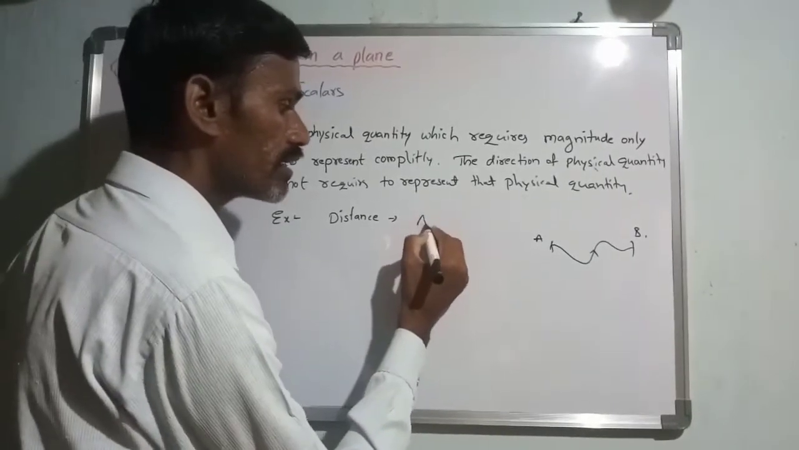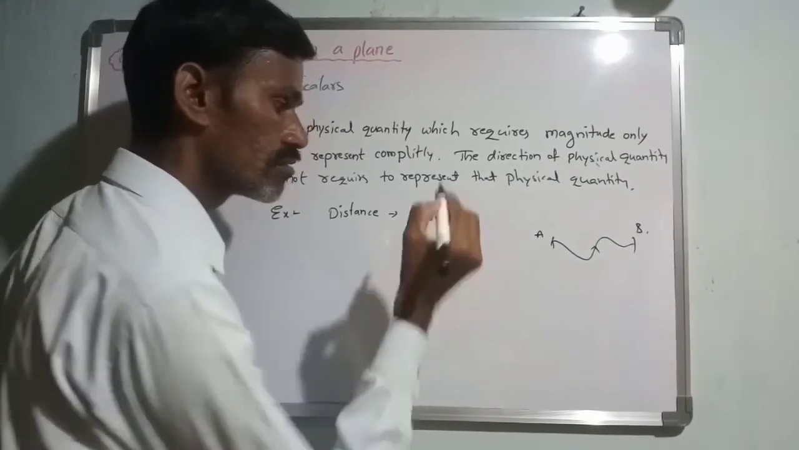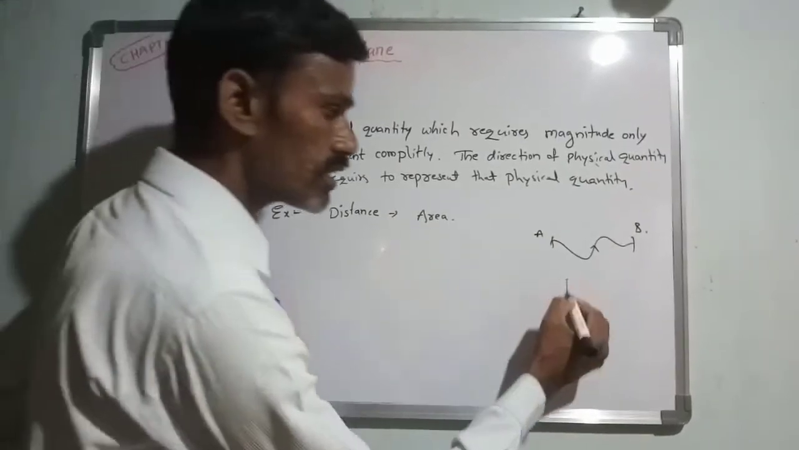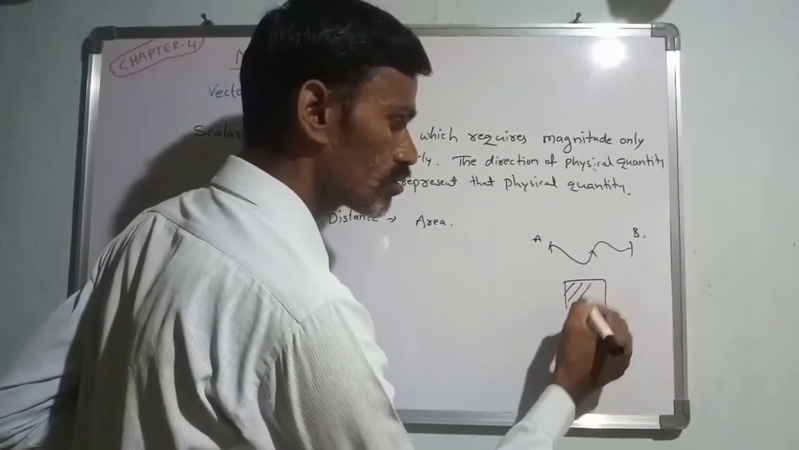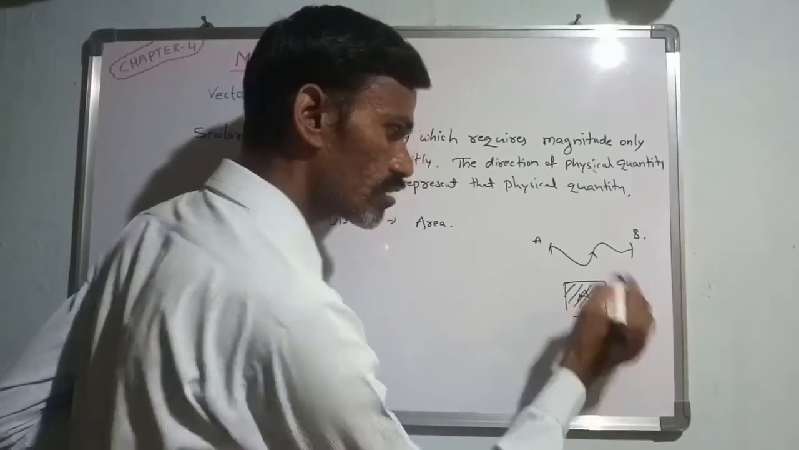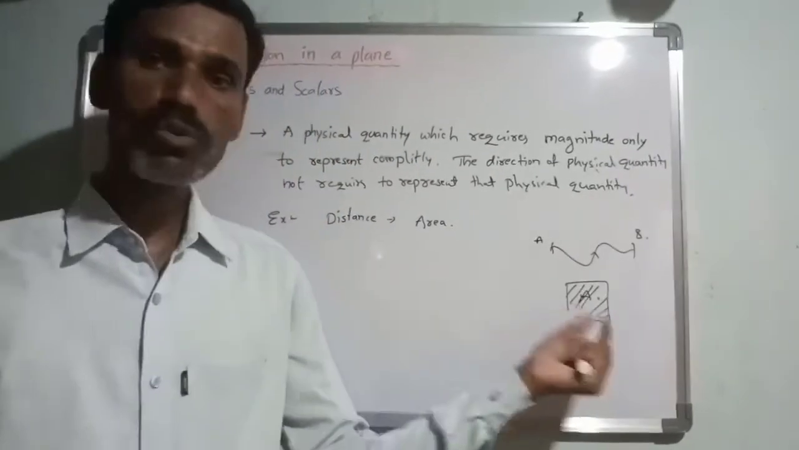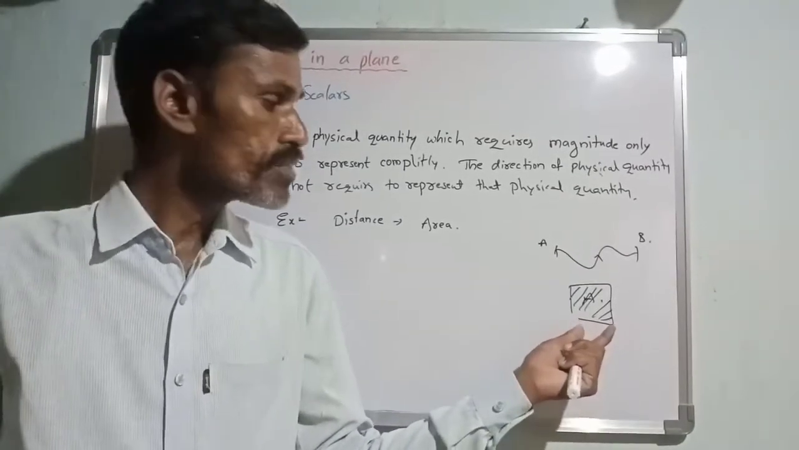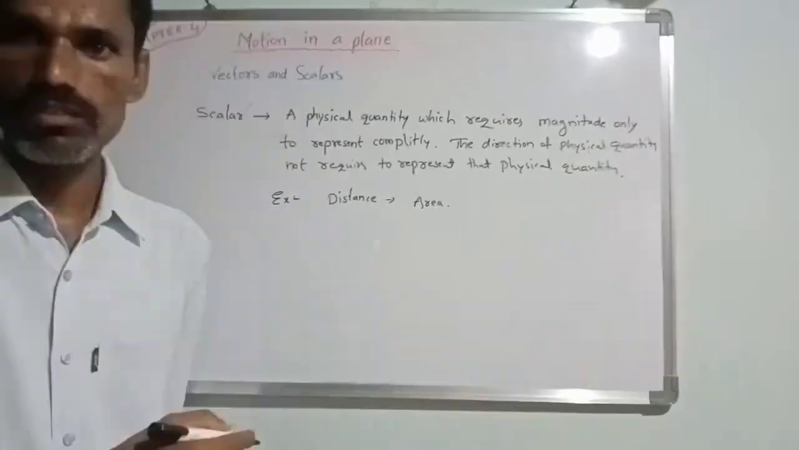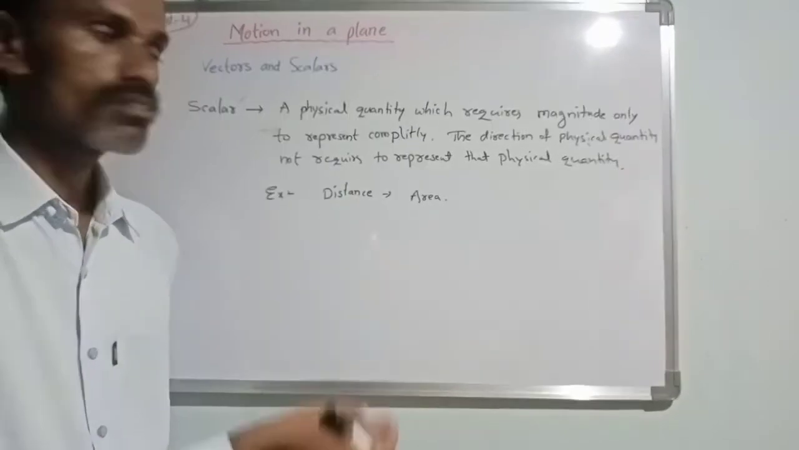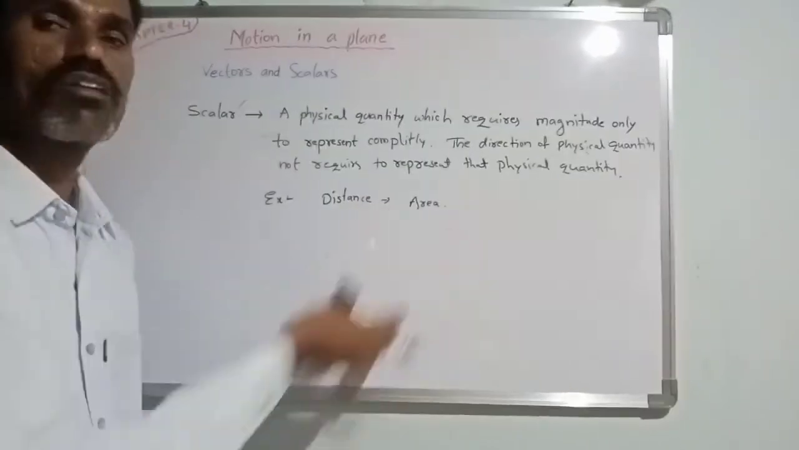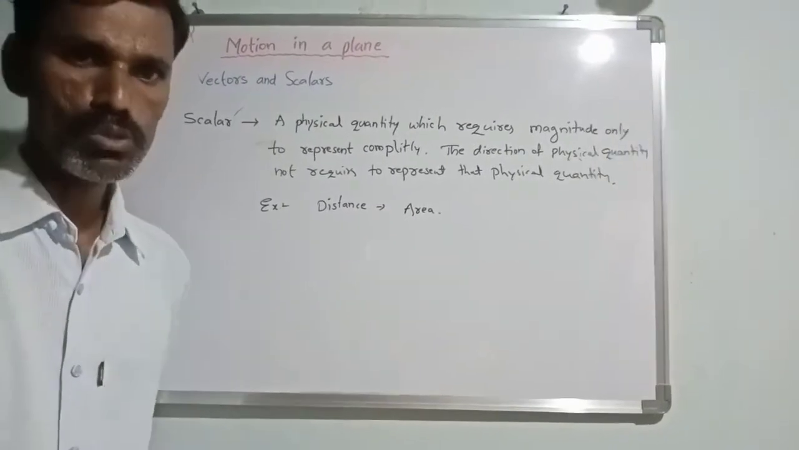And area. What is area? Length into breadth. So here we mention only how much area it has. We do not require direction for the area. So we can add, subtract, multiply and divide with another scalar. We use normal algebraic rules only.